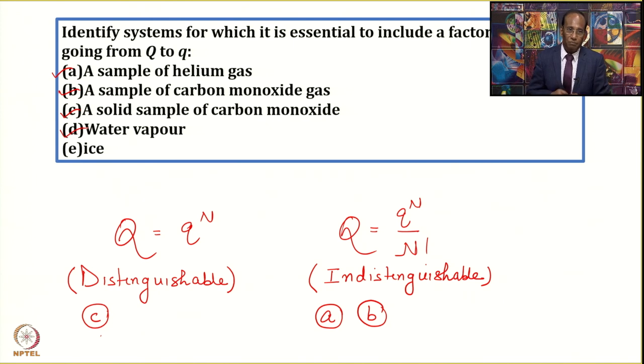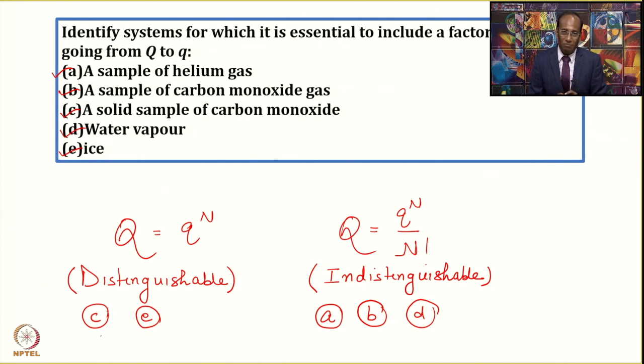Next one is D, water vapor, H2O: two hydrogens, one oxygen, three atoms in one molecule, but it is in vapor form. Consider steam. You cannot distinguish one water molecule from another water molecule in the vapor form. Therefore, these molecules are indistinguishable, and D will fall in this category where 1 over N factorial is required. Now consider the last one, E, ice, a solid. Same arguments: you can assign coordinates, therefore there is no need to apply 1 over N factorial because the molecules are distinguishable. So E will fall in this category.